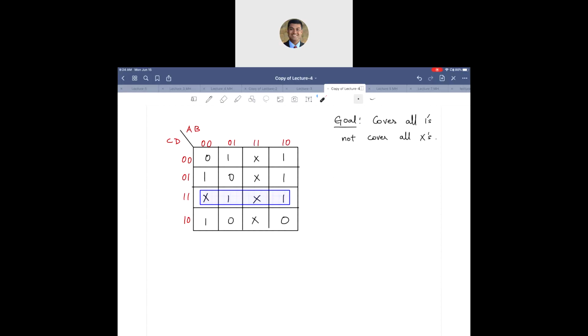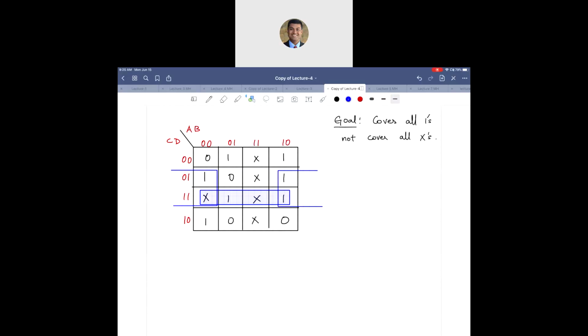How about next? How about this particular one? Can I combine it as a group of 4? 4 possible groups, only 3 are required. All right. So next, let us make a group of 4 here. That guy and that guy. Edges wrap around. So I'll be able to combine those 4 ones.